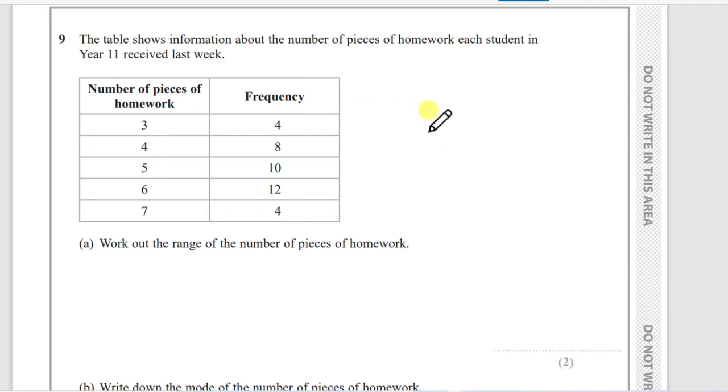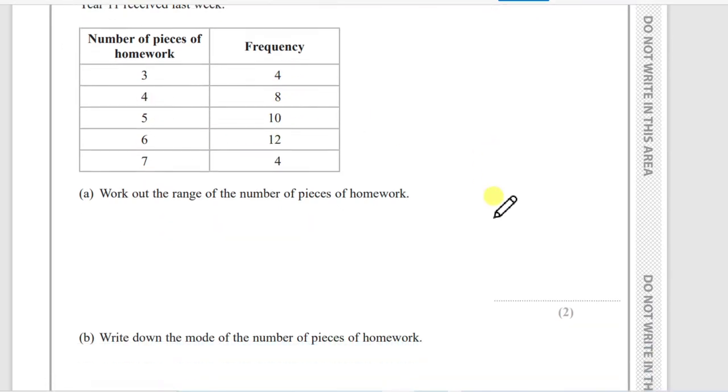So, the table shows information about the number of pieces of homework each student in year 11 received last week. Okay, so for example, 4 students, frequency means number of students, yeah? 4 students received 3 pieces of homework, whereas someone like 12 students got 6. So it looks to me like, okay, it's all random, so.